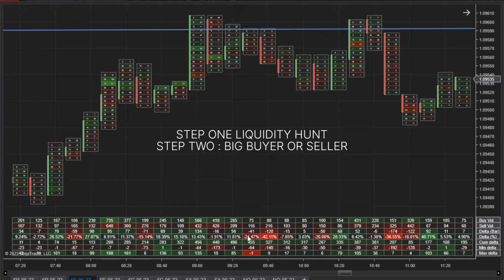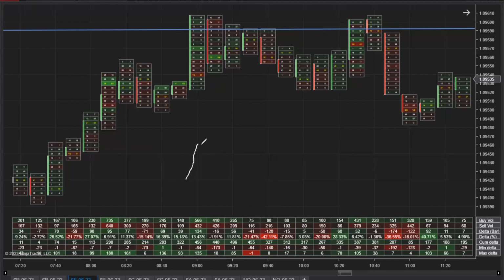I'm pretty sure you know what liquidity means. It's just something like this. Let's say we are having buyers coming in here. So we have the last buyer here. Then the price retraces and goes back up to take out this high. So we are having liquidity around here.